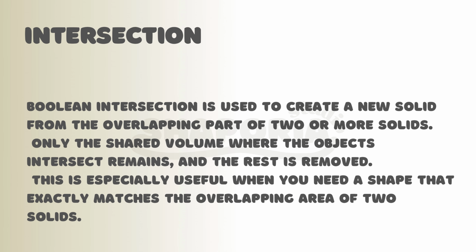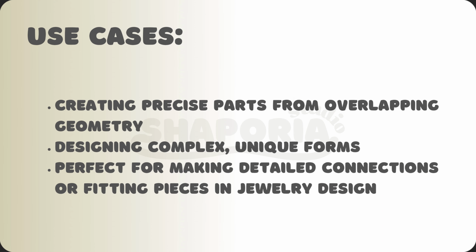Boolean intersection is used to create a new solid from the overlapping part of two or more solids. Only the shared volume where the objects intersect remains, and the rest is removed. This is especially useful when you need a shape that exactly matches the overlapping area of two solids, creating precise parts from overlapping geometry. Designing complex, unique forms, perfect for making detailed connections or fitting pieces in jewelry design.